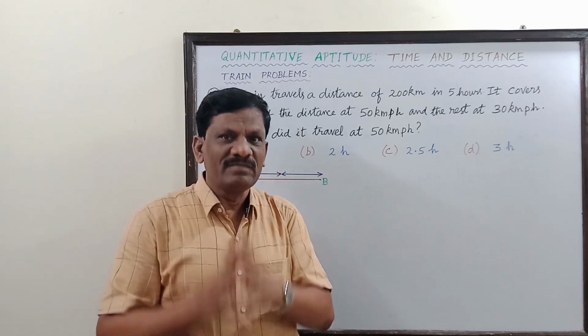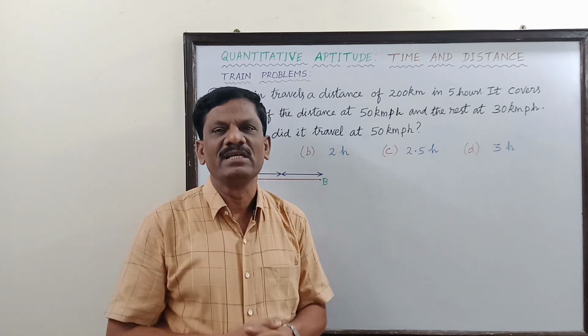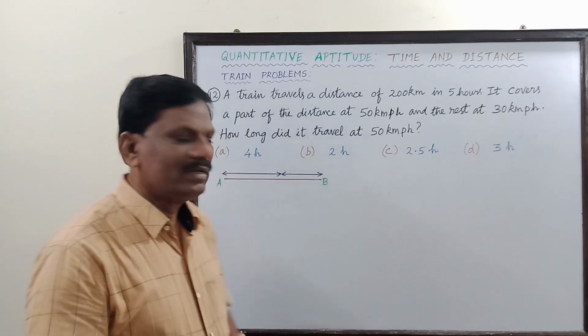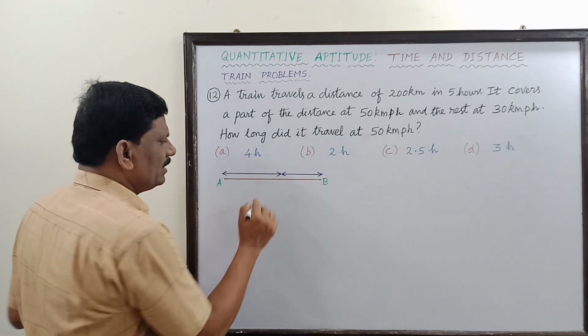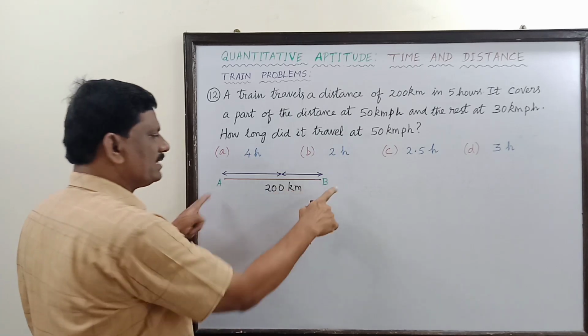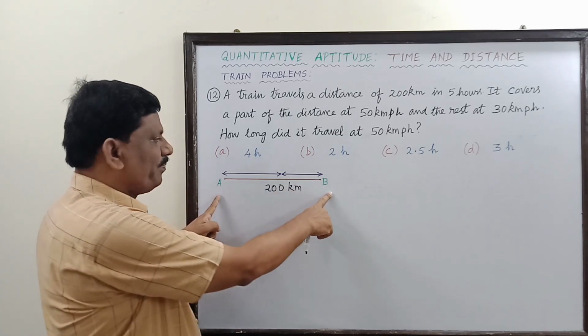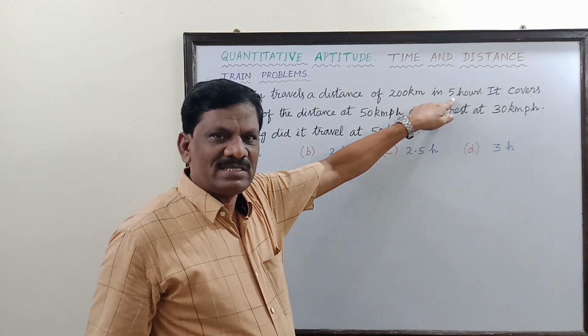So understanding of the problem requires some time. You have to read twice or thrice even till you understand the question. Now let us take the train is traveling from A to B. The distance from A to B is 200 kilometer, and it is traveling for 5 hours.